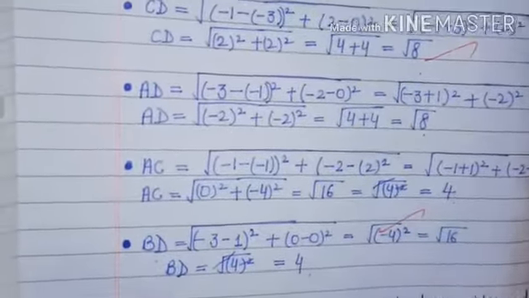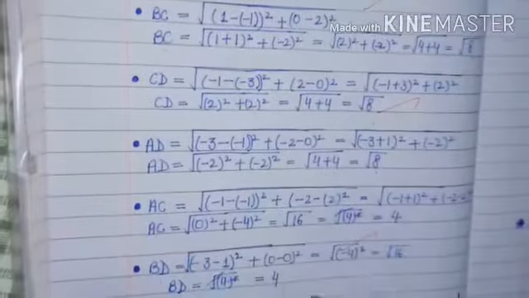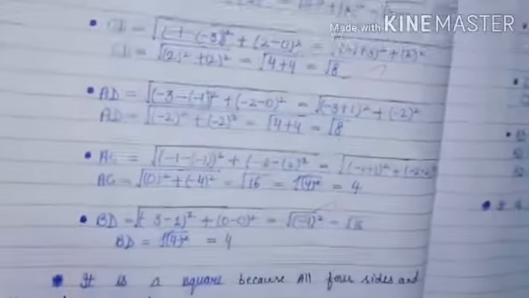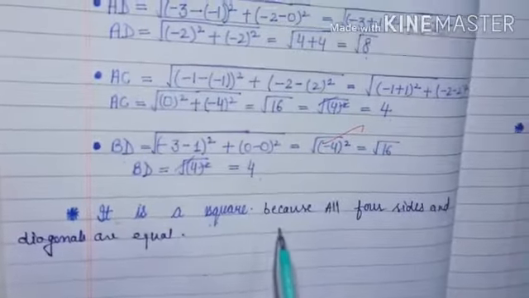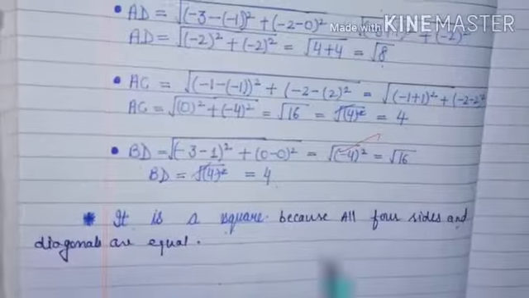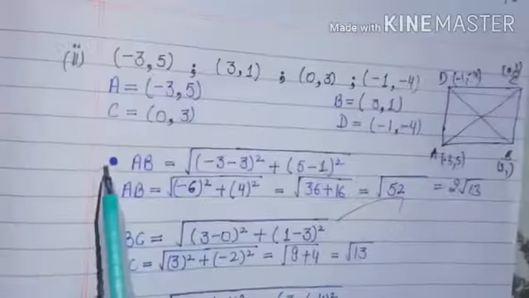It means all 4 sides are equal and diagonals are also equal. Then you can say it is a square. Now at last you will write it is a square because all 4 sides and diagonals are equal.